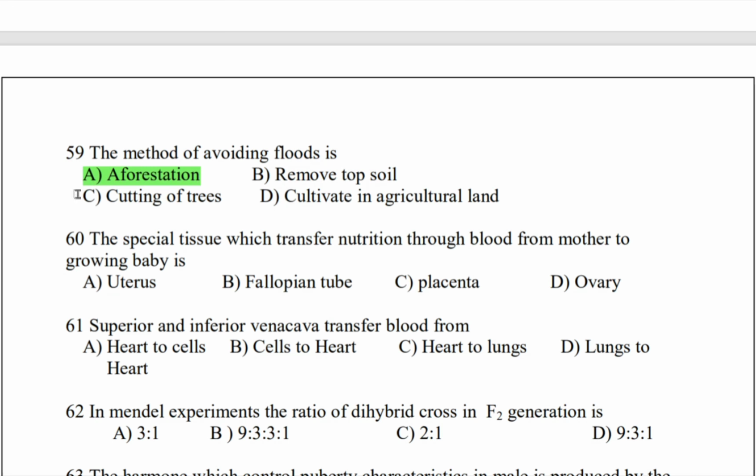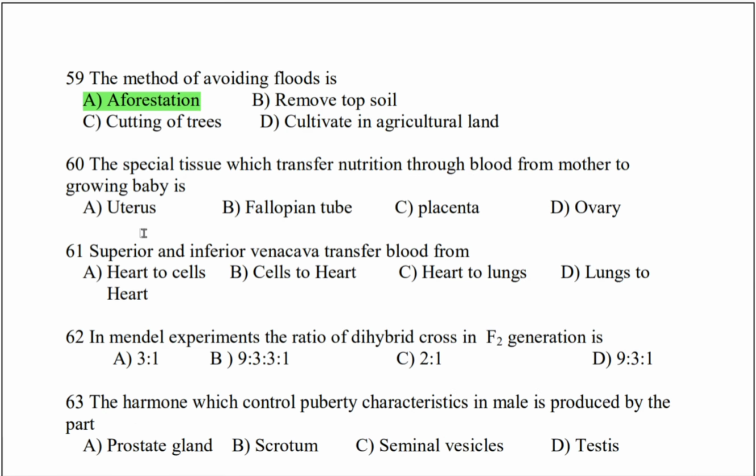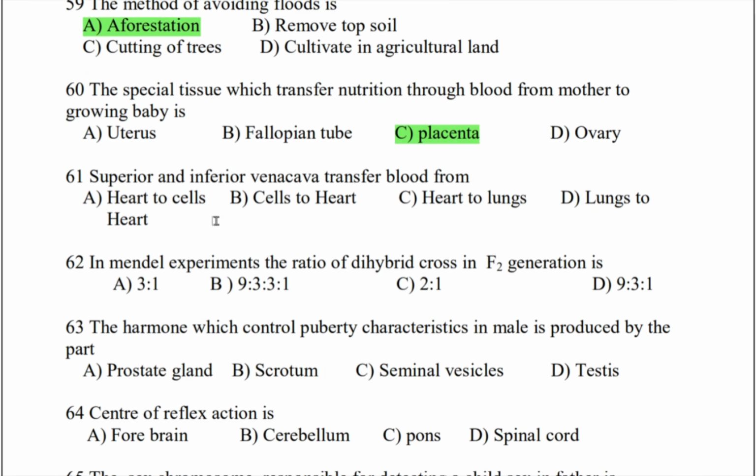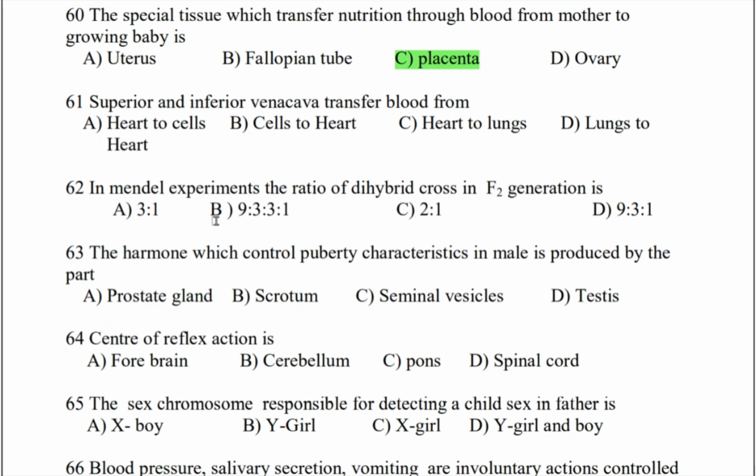Next question. The special tissue which transfers nutrition through blood from mother to growing baby is placenta. Next question. Superior and inferior vena cava transfer blood from cells to heart. Therefore, the correct answer is option B. In Mendel experiment, the ratio of dihybrid cross in F2 generation is 9:3:3:1.